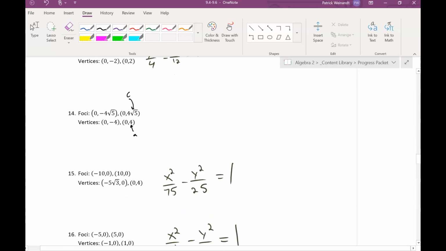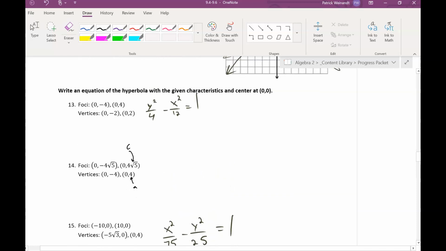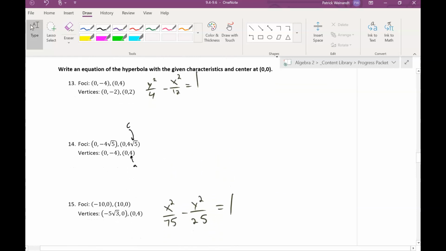So what we want to do is write an equation of the hyperbola. Our end goal is to get something like y squared over something, or you want x squared over a squared minus y squared over b squared. We want one of these equations.